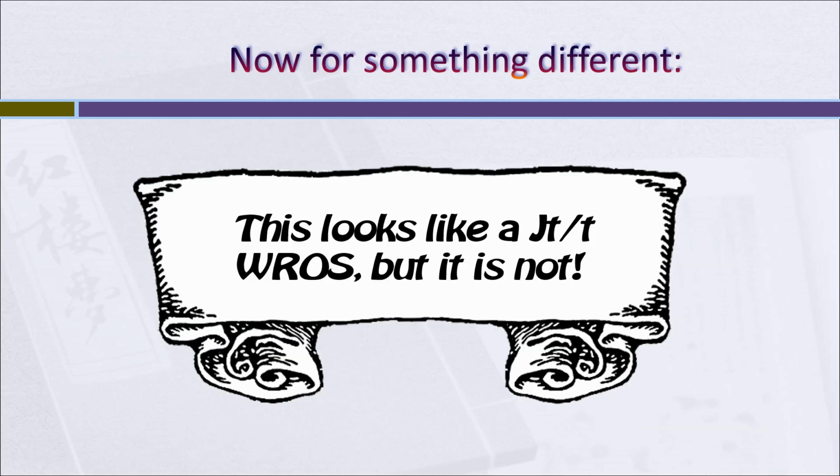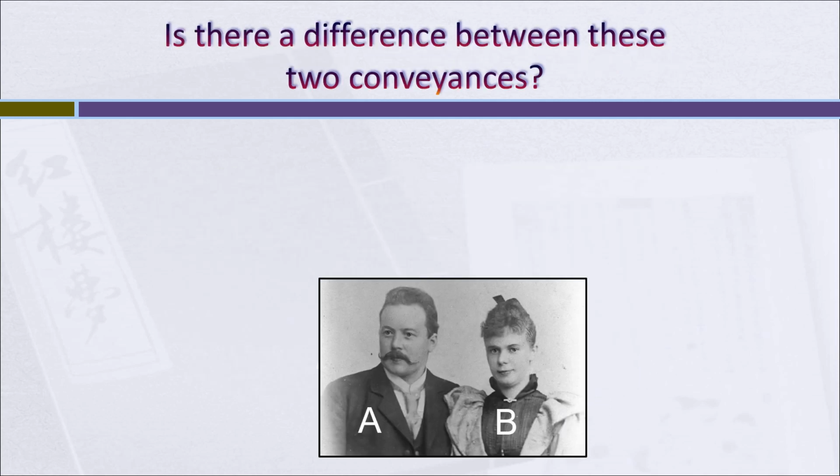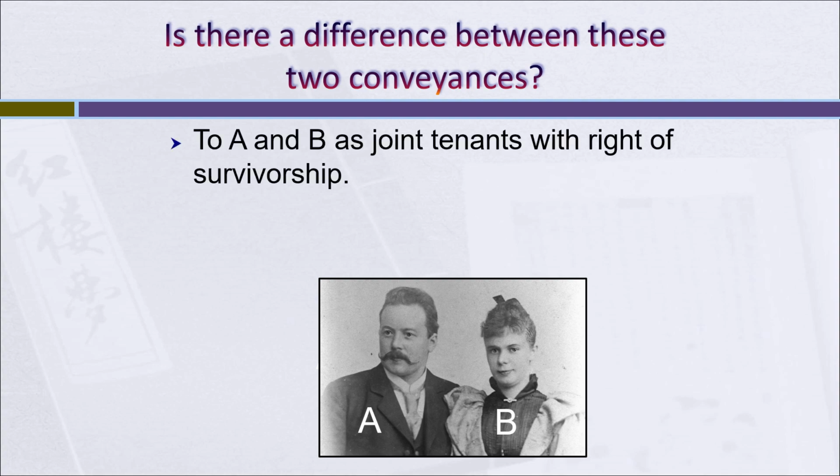Now we need to take a look at a different kind of arrangement that's similar to a joint tenancy with right of survivorship. In fact, it looks exactly like a joint tenancy with right of survivorship, but when we examine it closely, we'll see that it is not. Let's consider the following two forms of conveyance. The first one is one we've already talked about at length. It just says to A and B as joint tenants with right of survivorship, a conventional joint tenancy with right of survivorship.